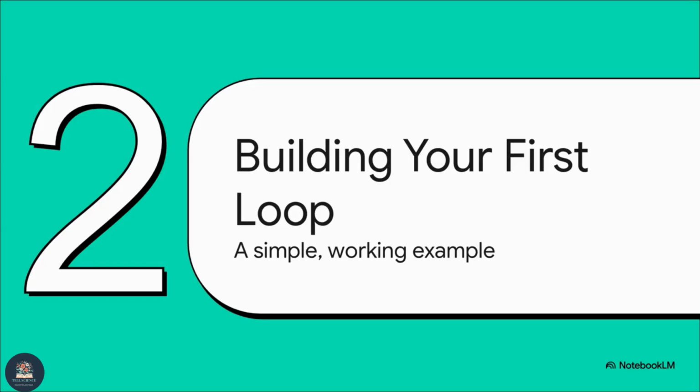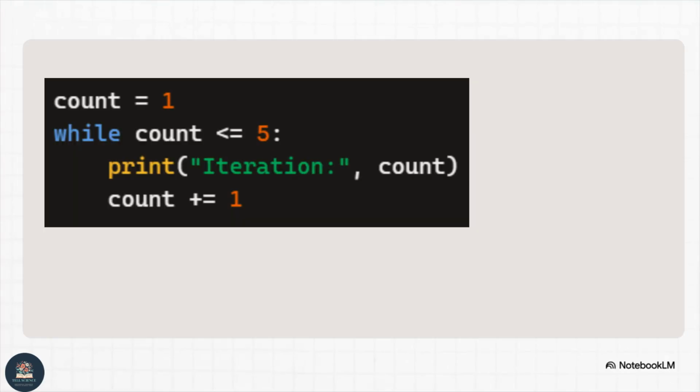Okay, section 2, enough theory, right? Let's actually put this into practice and build our very first loop. So check this out. We can see our three key ingredients right here. We initialize our count variable to 1. Our condition, the gatekeeper, is checking while count is less than or equal to 5. And then at the very end, we have our update, count plus equals 1. That little line is what moves us one step closer to finishing the loop each time.